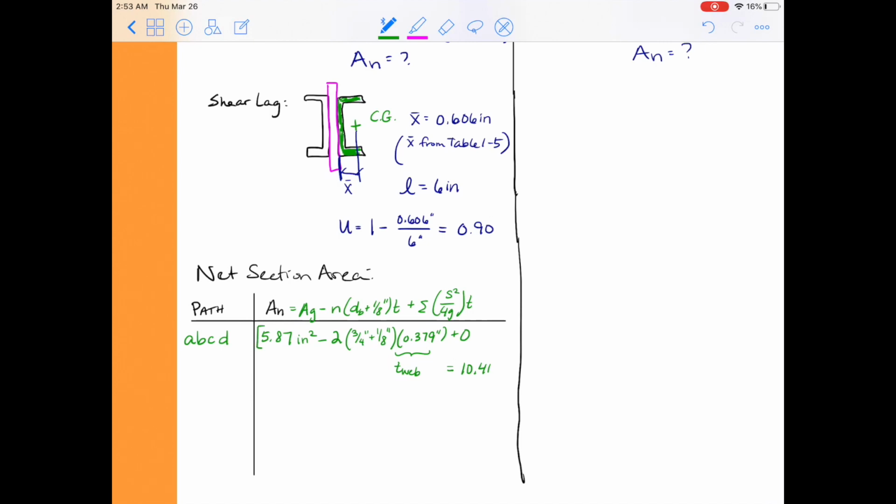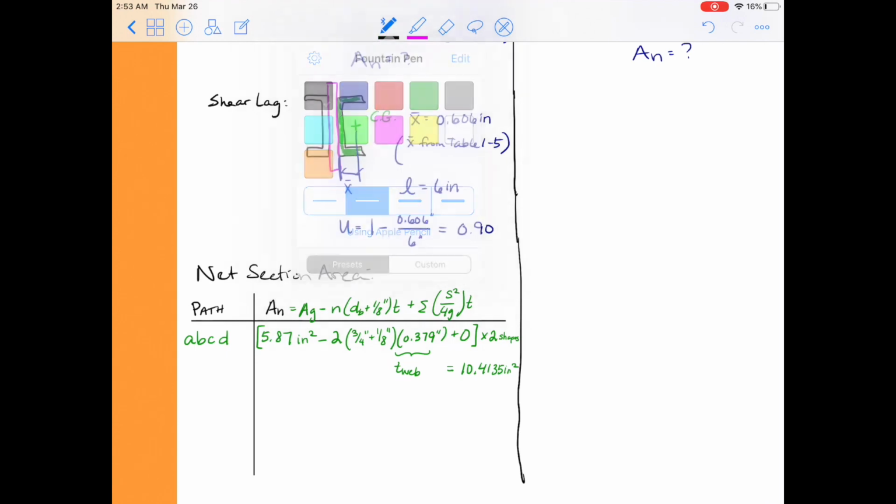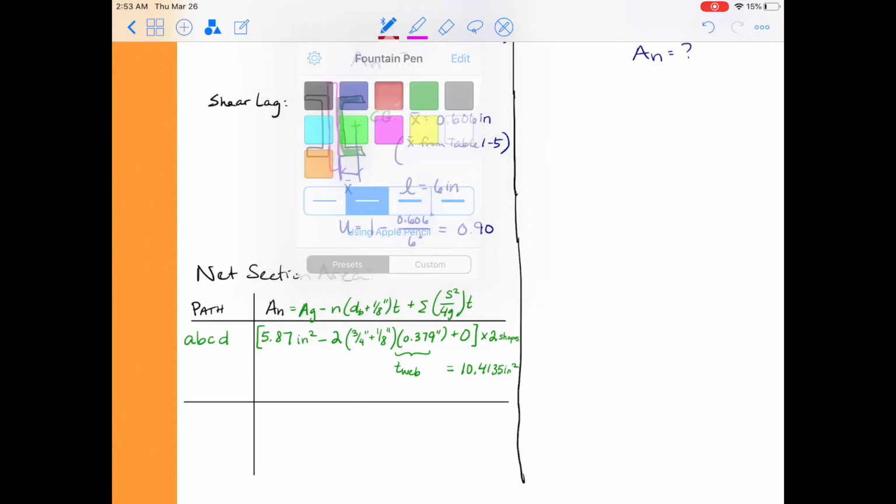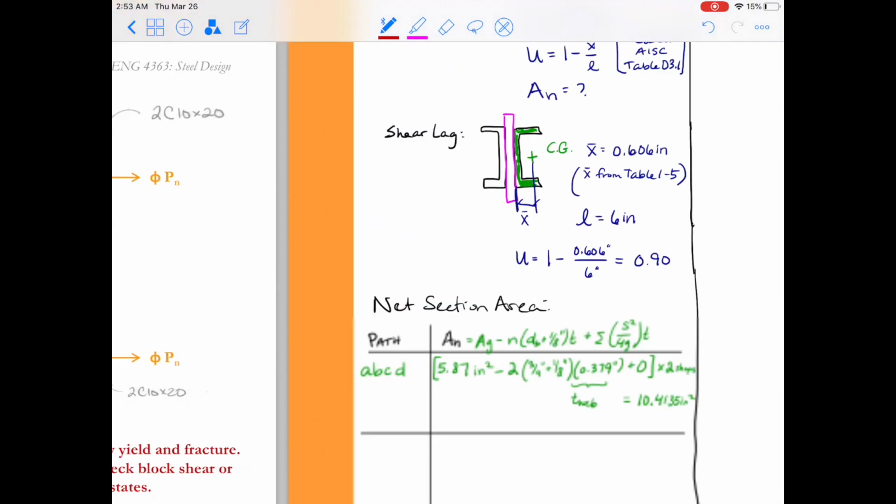We can't forget that these calculations were done for just one channel member, so we have to multiply all of these results by the two channel members that we have for the double channel tension member. So when we do that, we take the total of what's in brackets there, we multiply it by the two shapes, and that gives us a total of 10.41 inches squared for net section area on path ABCD. Now remember, this is just one of the three paths we thought of for the channel member. So now we have to go back and explore the other two.